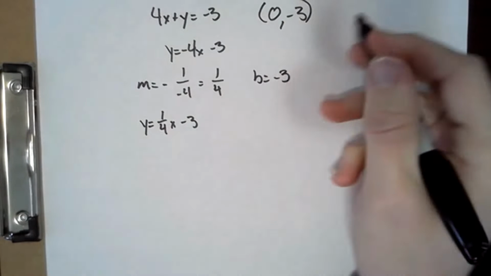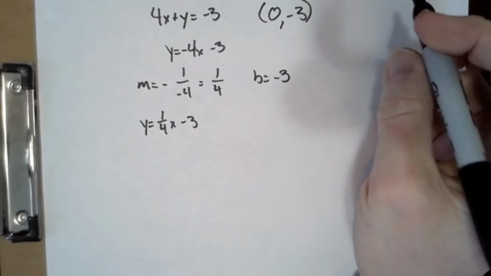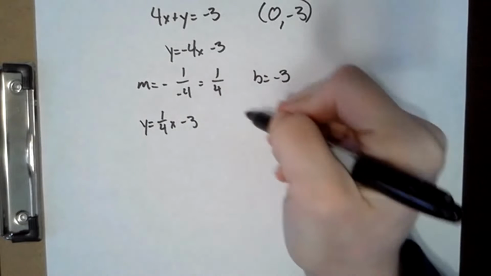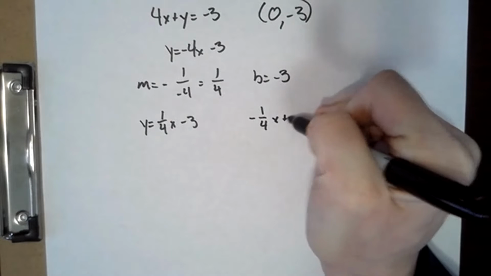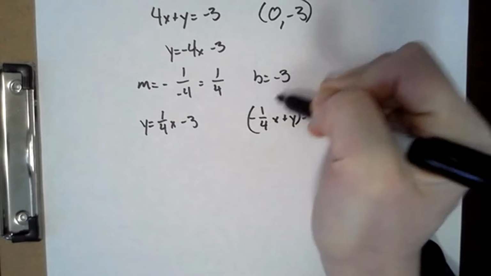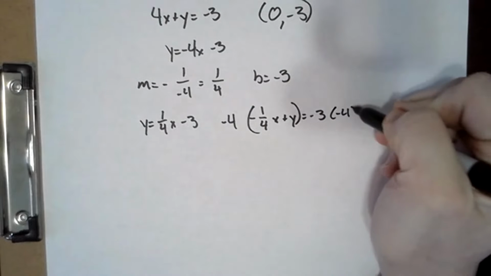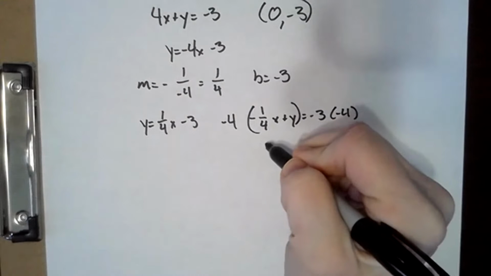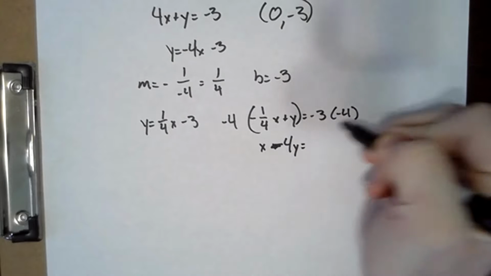Then we just need to change this into our standard form. Okay, well, that means we subtract our x from both sides to get negative 1/4 x plus y equals negative 3. We're going to multiply both sides of the equation by negative 4, which gives us x minus 4y equals 12.